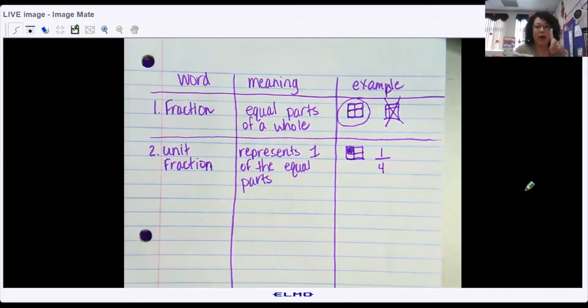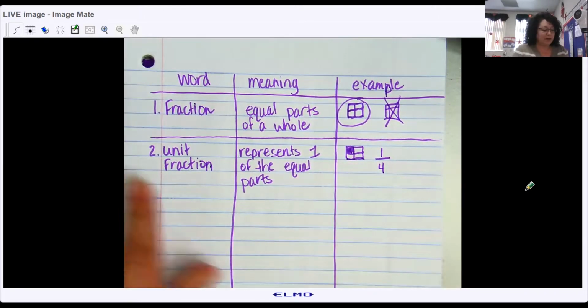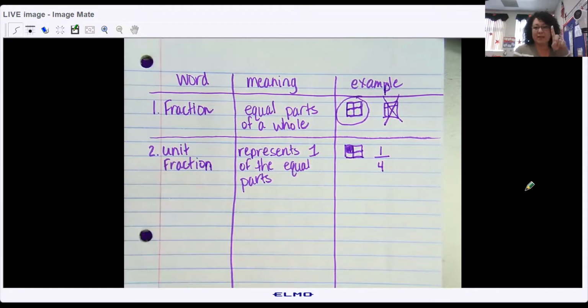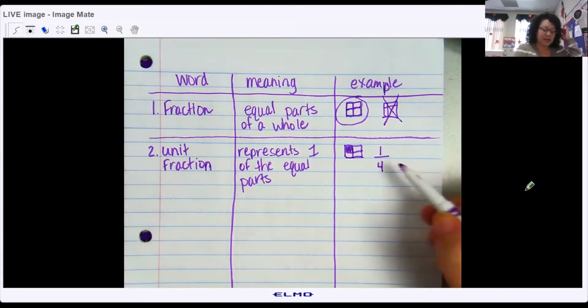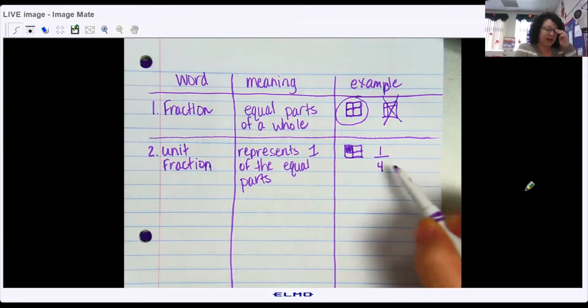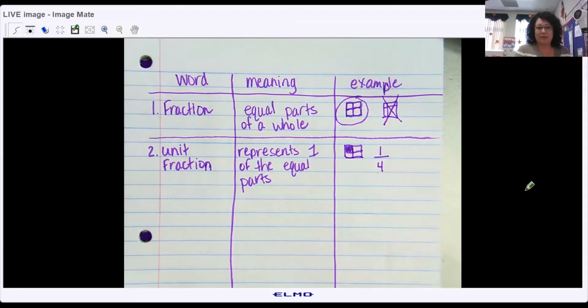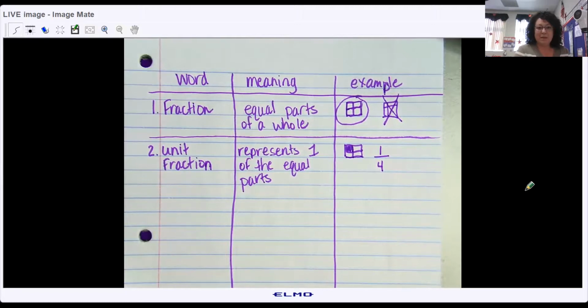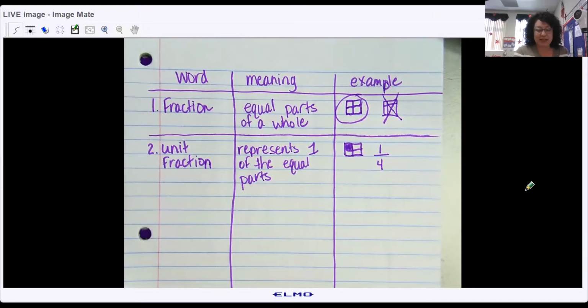Unit fraction means 1. UNI, that prefix means 1, like United States. We're coming together as one country. Unit fraction means 1. Okay? And this is represented 1 piece colored in, 4 pieces all together. Okay? Those are our 2 vocabulary words for today.